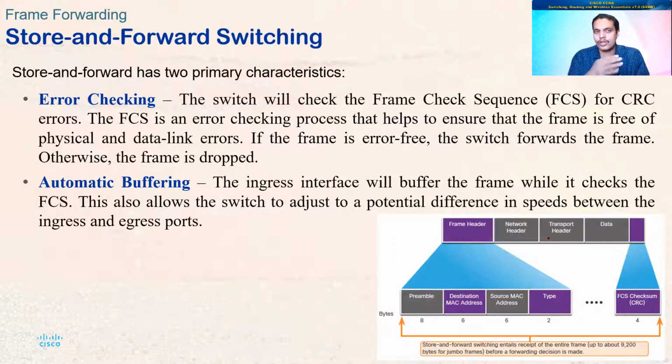So this particular store and forward switching does allow a switch to react to any potential difference in speeds between the ingress port and an egress port. If your ingress port is 100 Mbps and your egress port is 1000 Mbps, this particular switching mechanism will help the switch to smoothen out the differences.